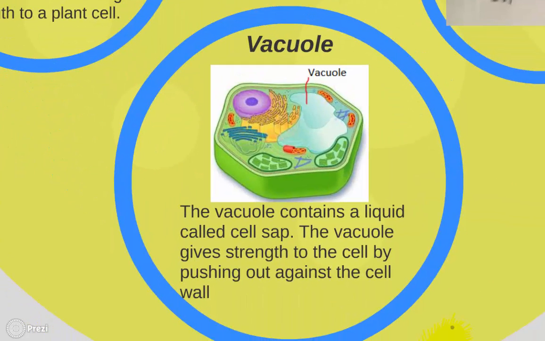Vacuole. Many plant cells have a large vacuole. It contains a liquid called cell sap. The vacuole gives strength to the cell by pushing out against the cell wall, in the same way that the air in a car tire helps it support the car.